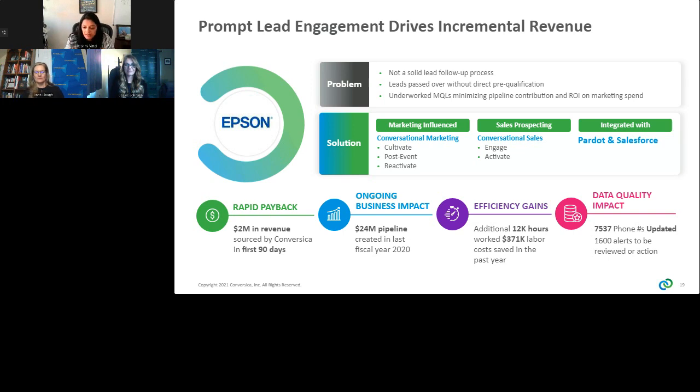And then there's a data quality impact. Because the AI assistant is interpreting those messages, any net new information that it's finding on the phone numbers, the contact information, it will pull out and update into your CRM system. So just a highlight here of a customer that's using us and really seeing a lot of benefit and value in helping to optimize their funnel performance, especially at that top to middle of the funnel.